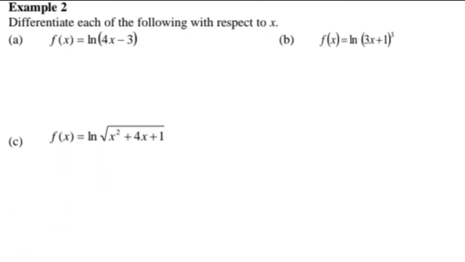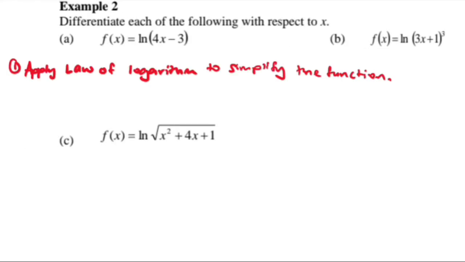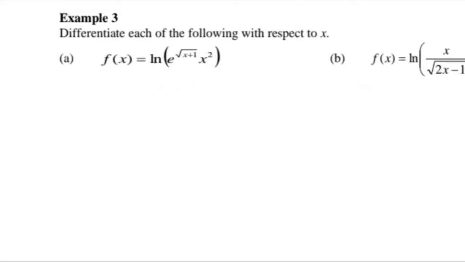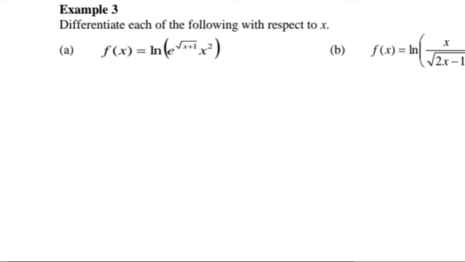In example 2, this is differentiating natural logarithm functions. To differentiate natural logarithm functions easier, the first step is to apply the law of logarithm to simplify the function. So if there is any law of logarithm that you can use to simplify this, please do so. If there is no law of logarithm to simplify it, then just differentiate it. Always try to simplify the functions before you differentiate. The same goes for example 3. You need to also simplify by using the law of logarithm.